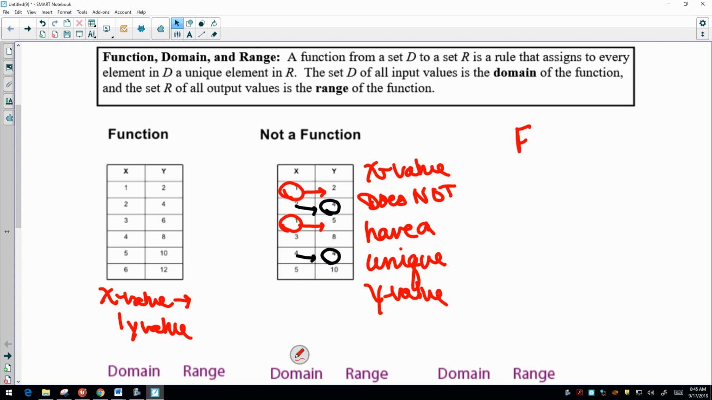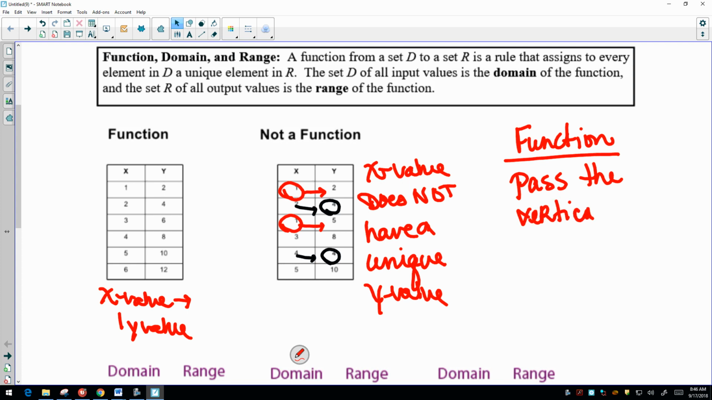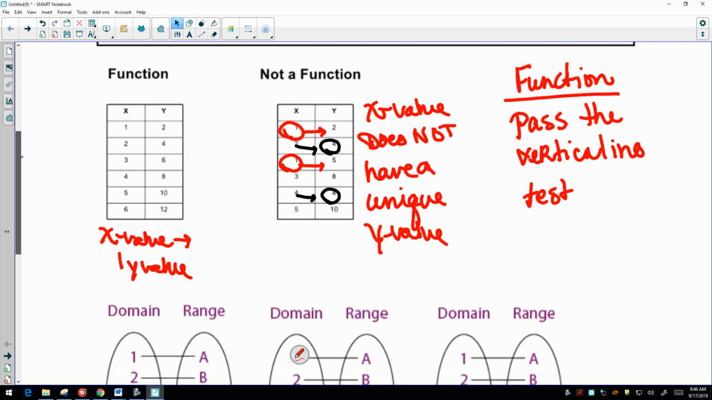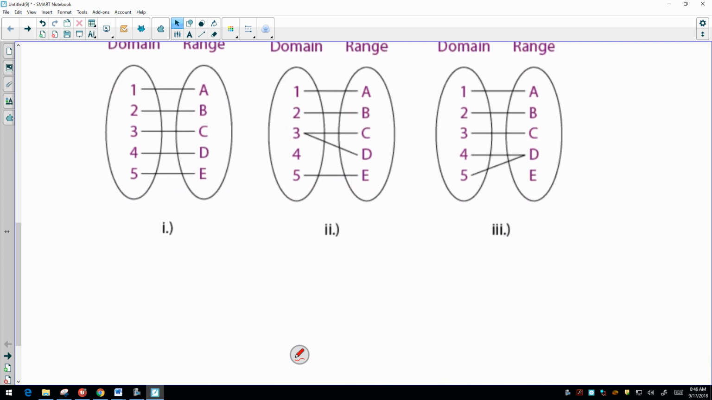Graphically, if it is a function, we have different visual tests. So if it's a function, it would pass the vertical line test. Meaning, if you were to draw a vertical line on your graph, it would only touch your graph one time. If it touches more than one time, then it will fail your vertical line test.